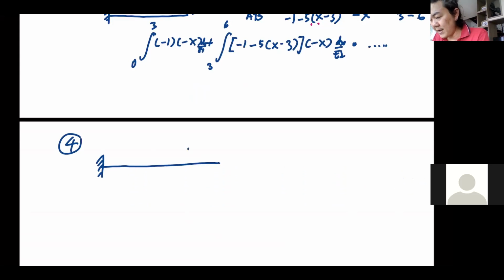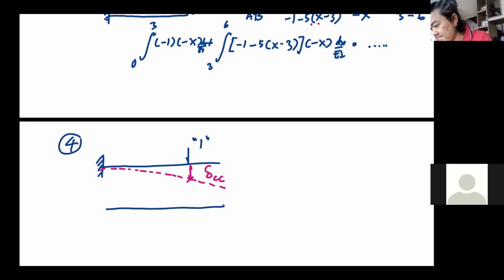Now I have to apply the unit load here, and of course this one is going to come down, and I am looking to obtain delta at C due to load at C, delta CC. Again, if I proceed to use my moment area, that would be my bending moment diagram.